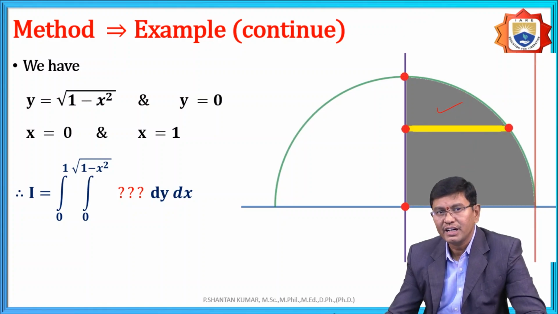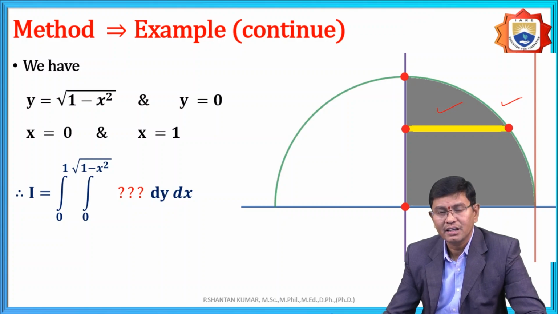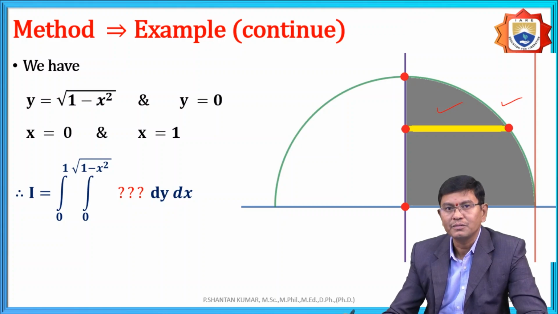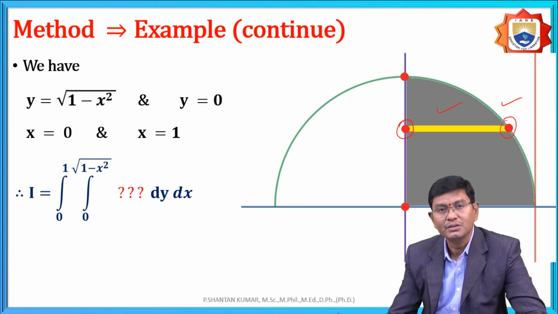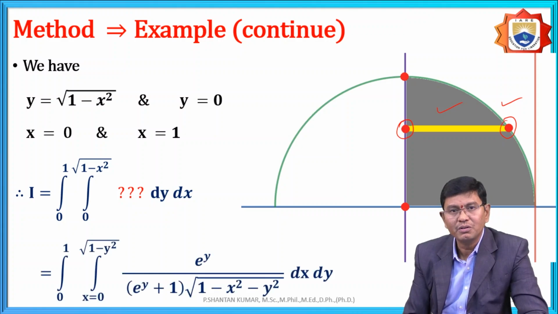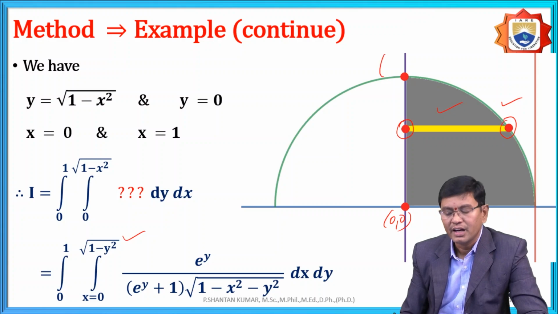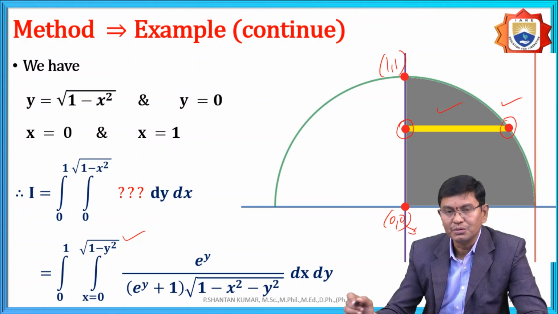And after changing to the horizontal strip, we need to take the left side as the inner part and the right side as the outer part. Here x is equal to 0 for the lower part, and the outer part, based upon the circle, is x equal to root of 1 minus y square. So x is equal to 0 and x is equal to root of 1 minus y square. The intersecting points are 0, 0 and 1, 1. And here the y limits are 0 and the upper limit y equal to 1.